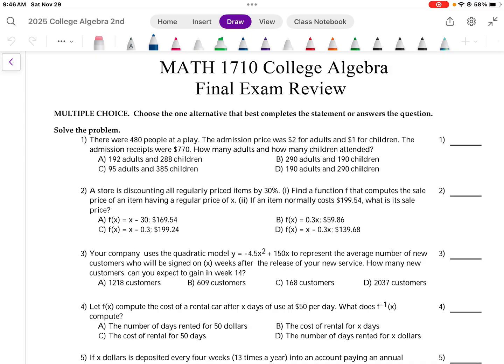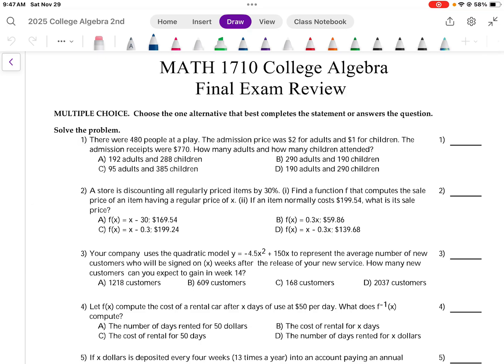So first problem here says there are 480 people at a play. The admission price was $2 for adults, $1 for children. The admission charge receipts were $770. How many adults and kids attended? So here's the systems of equations. And I think this one we set it up and then we use our matrices and do the RREF, the reduced row echelon format, to get to our answer pretty quickly. You can always use substitution method or elimination method if you want to do it as well.